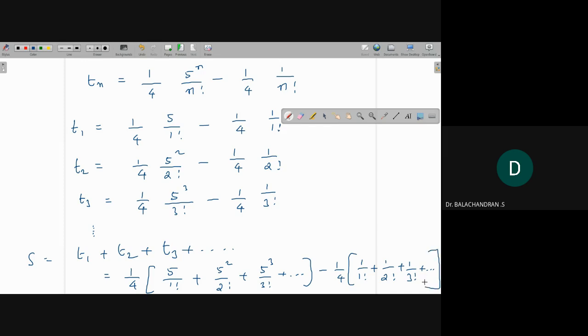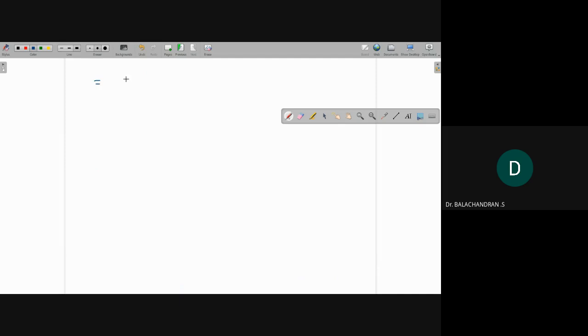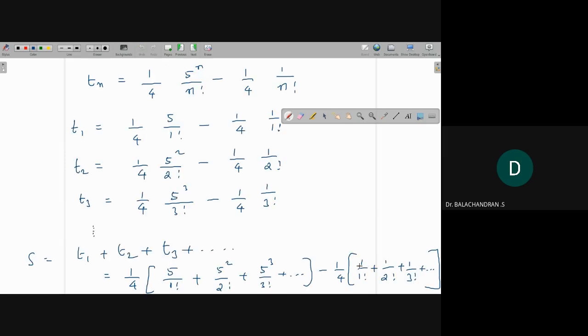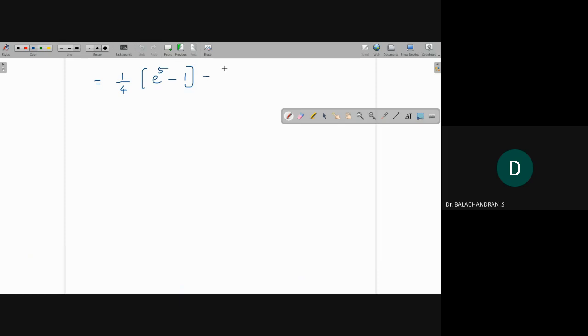So what is the first expression? What is the second expression? The first one is e power 5. First term is missing, so e power 5 minus 1. Yes, now it is correct. 1 by 4 into e power 5 minus 1. Similarly, the second term, here also 1 is missing. So minus 1 by 4 into e power 1 minus 1, or e minus 1.